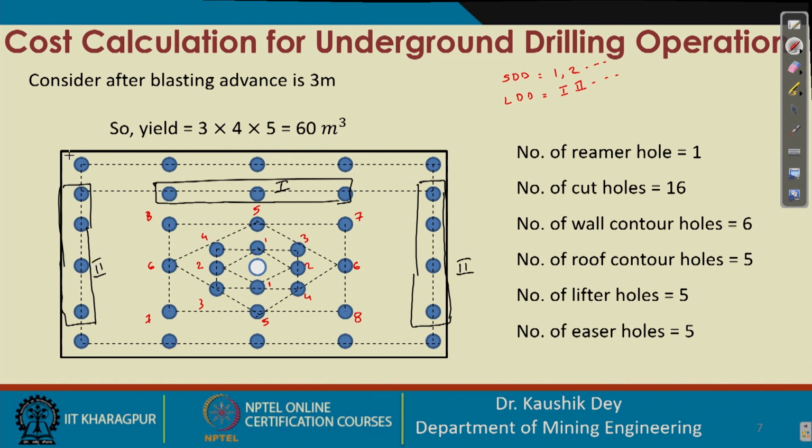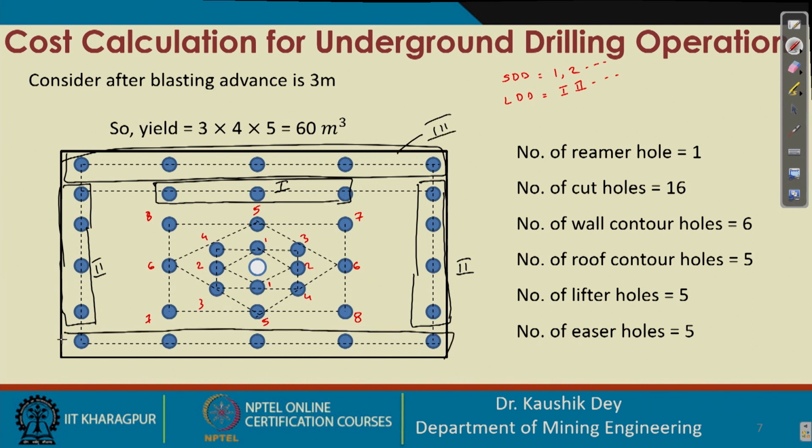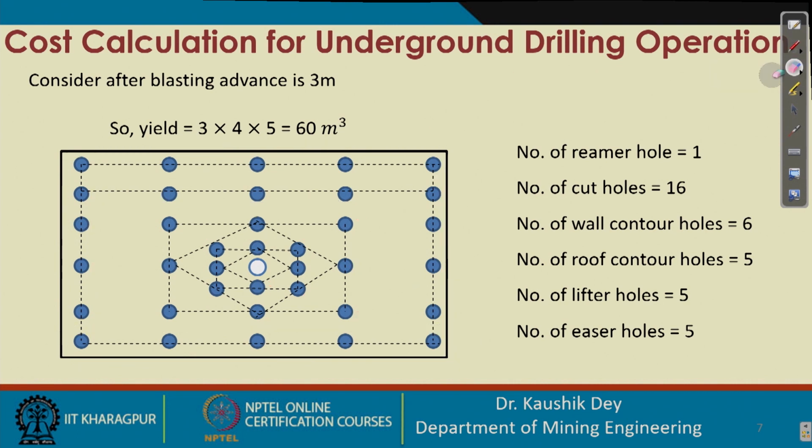Then we provide long delay 3 and we can provide long delay 4 here. So, that could be the possible delay sequence. By this way we can progress our blasting for this particular blast pattern.